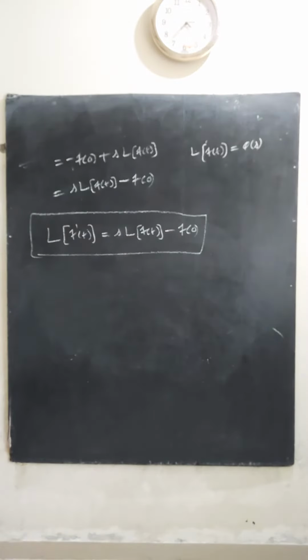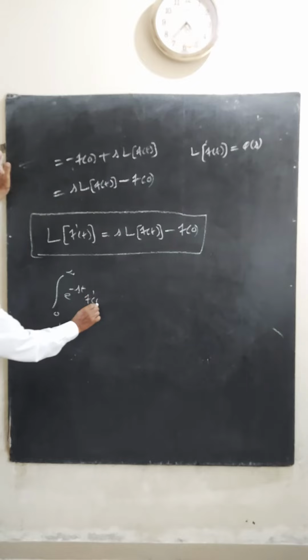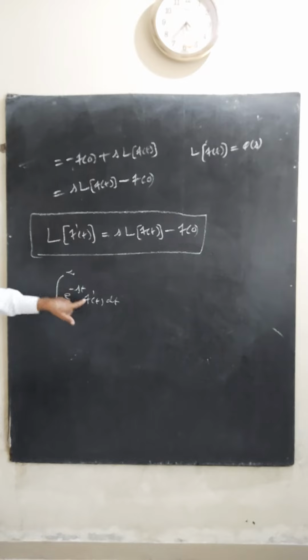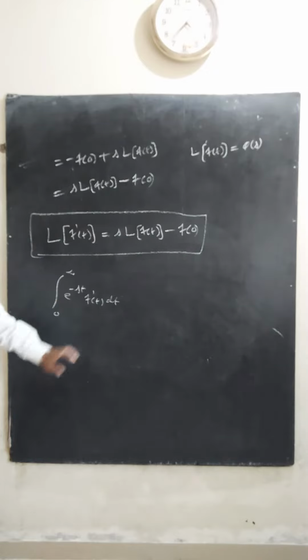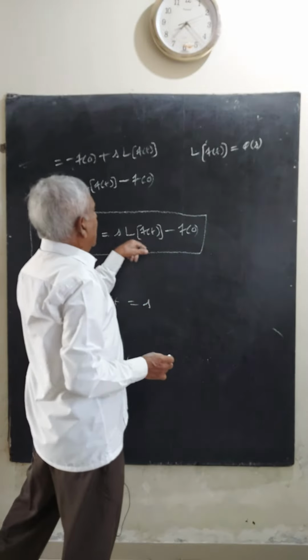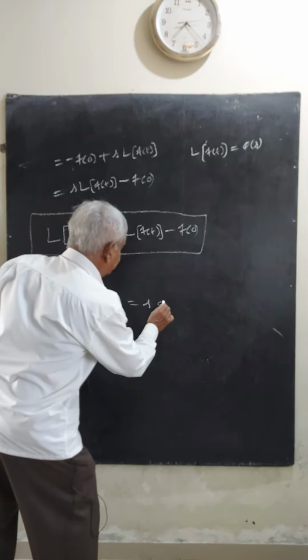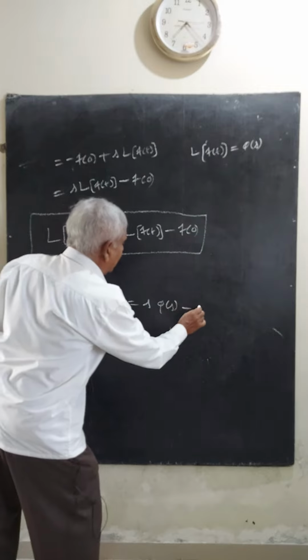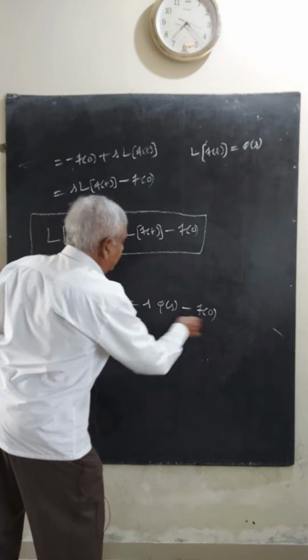First derivative, transform of derivative. Let us give the definition: integral 0 to infinity e power minus st f dash of t dt. Whatever comes in L, this comes into the integral. These are all permanent: integral e power minus st dt, equal to s into L of f of t, which is a function of s, minus f of 0.